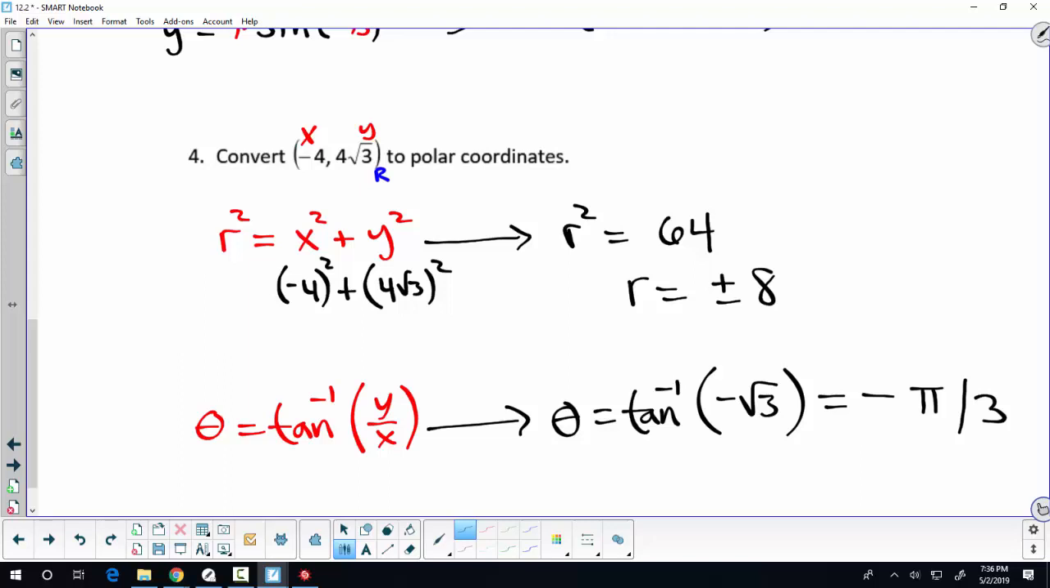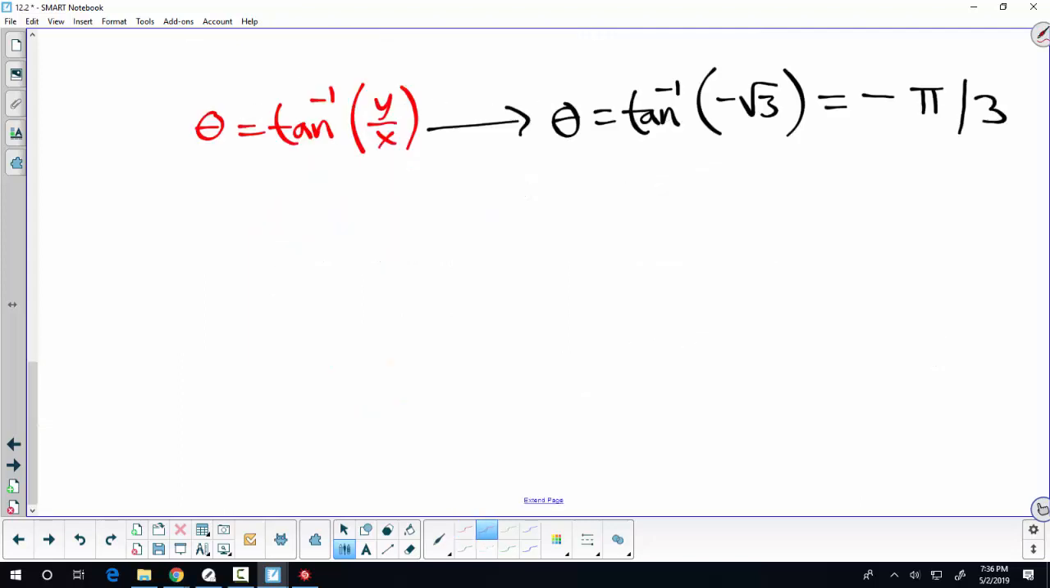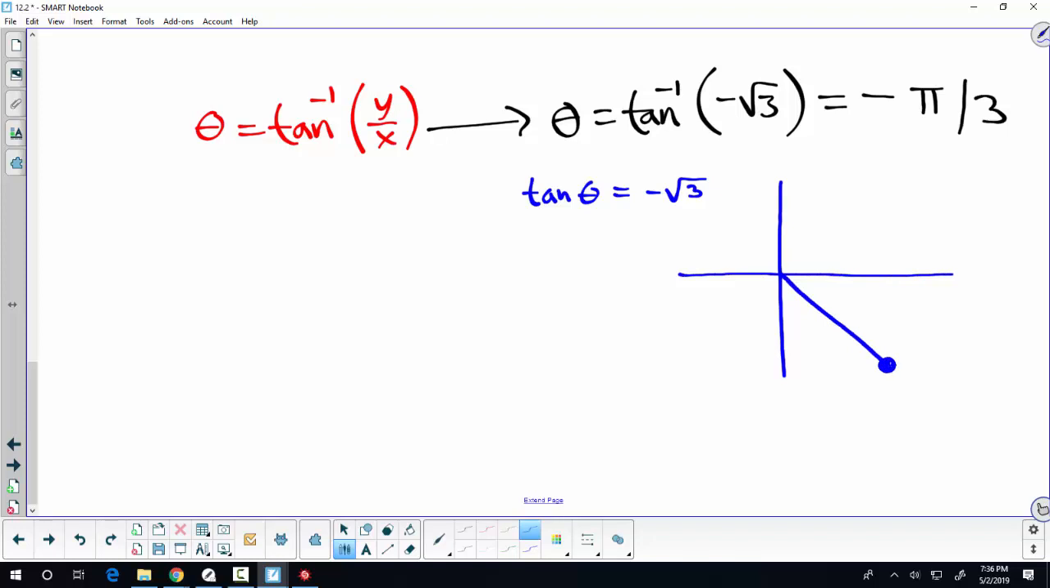So here's the thing though, we've got an r that could be plus or minus 8, and an angle that could be, well, negative pi over 3 is what we get initially. But another way we're thinking of this is that the tangent of theta is equal to negative root 3. So that happens over here at this point, right? Here's negative root 3. I'm sorry, negative pi over 3. My bad.